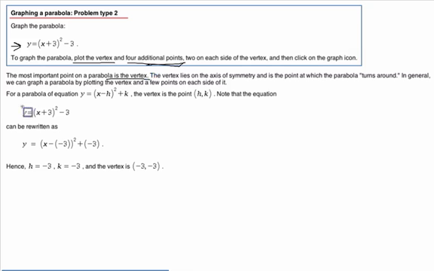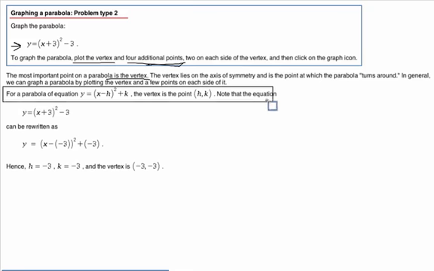Now here are some notes that you can put in your notebook so you can refer to them. Very important: if we have a parabola of the form y equals (x minus h) squared plus k, then the vertex is the point (h, k). So it's got to be x minus whatever h is, and then plus k. We have to really pay attention to those signs.